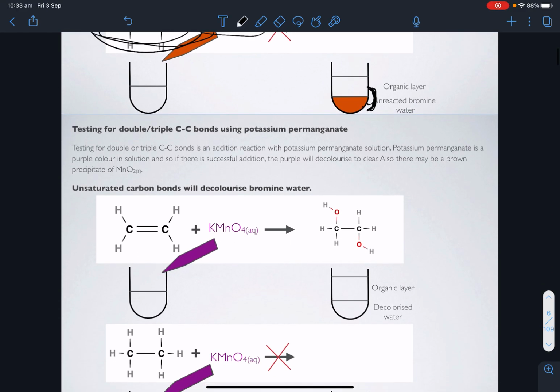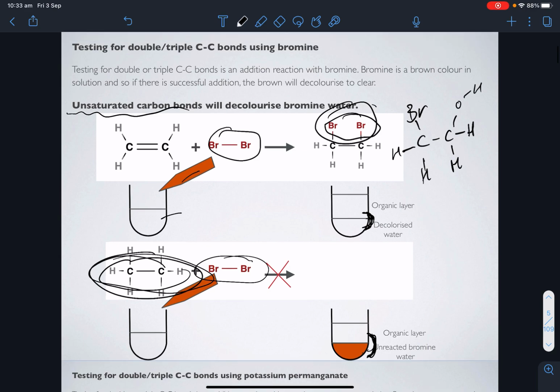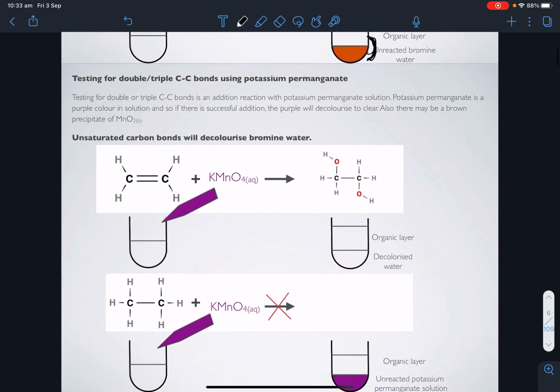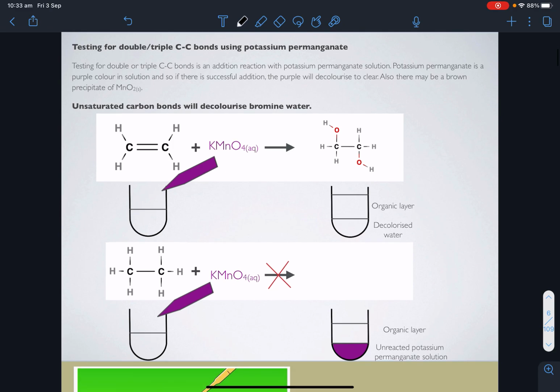Now, we didn't do that one in the lab because bromine water is slightly toxic. What we did was use potassium permanganate instead. This is a different addition reaction across the double bond, and it's good because it starts off that bright purple, and if it's a successful reaction it goes clear, but sometimes you might get a brown precipitate, which is the manganese dioxide. Sometimes you might see that.